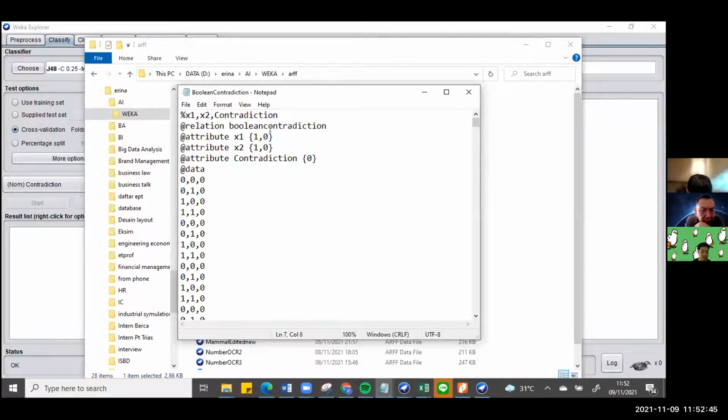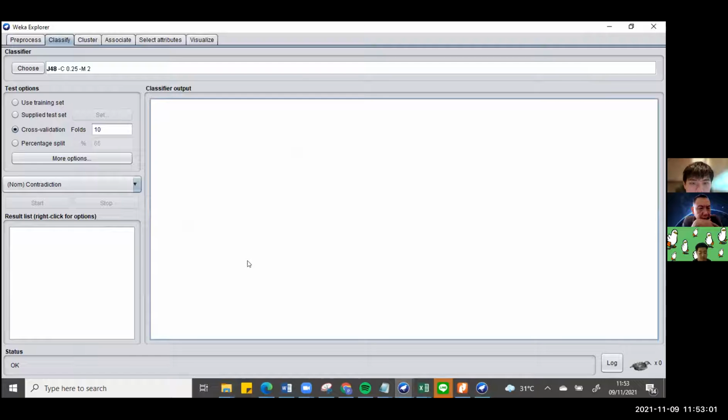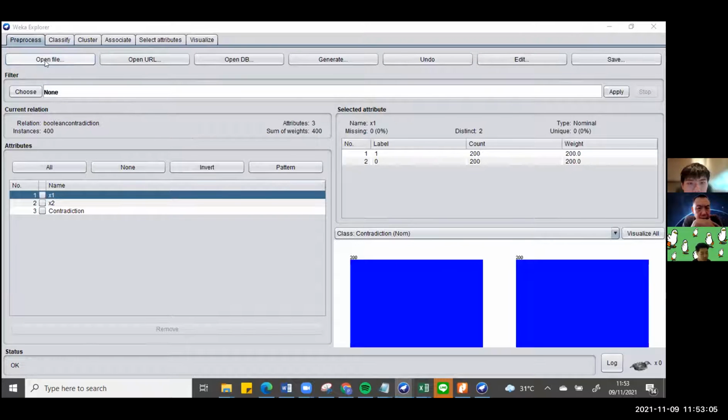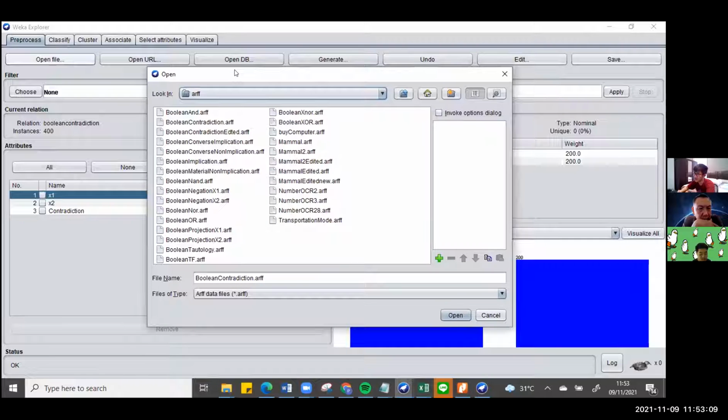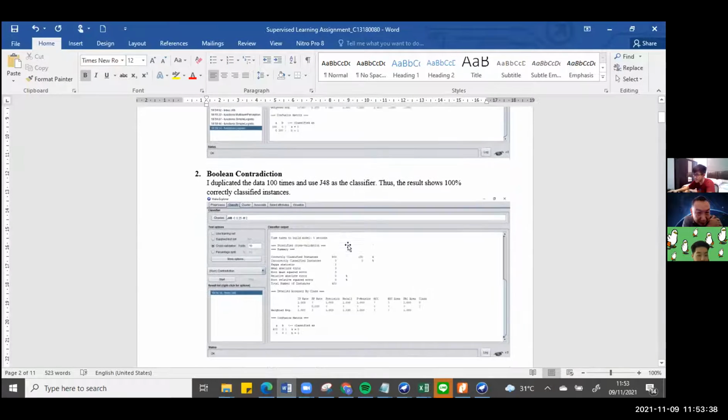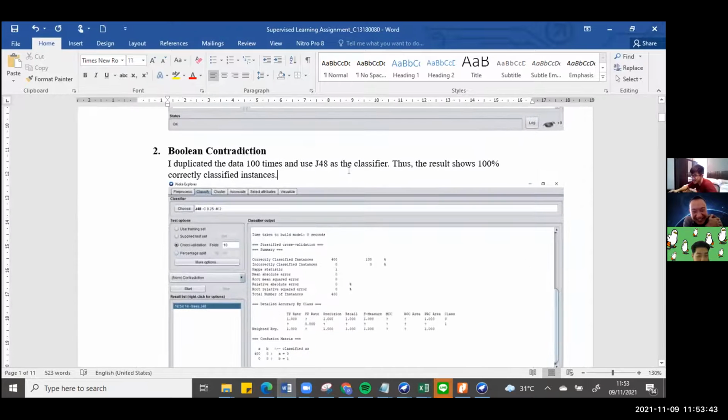Relation. Attribute x1, x2. Yeah, supposed to be okay. Maybe I know, sir, because the contradiction result was zero, all of the results. I couldn't work on it, actually. You cannot work on it? Yeah, because what we do is the simulation, if the results are all the same, right? So cannot. But in your report, you mentioned 100%. So how did you make it? Yeah, yesterday it worked. I don't know why this time it doesn't.